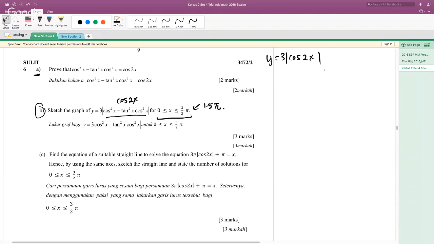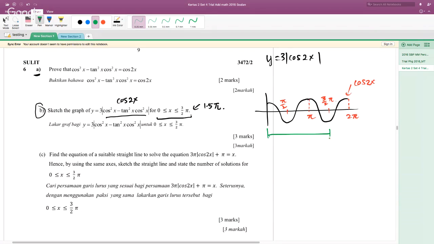In order to sketch this one, I will need to have some idea about how cos 2x will go. Cos 2x basically will go like this. That means over here, this one will be pi, this one will be 2 pi, this one will be 0.5 pi or pi over 2, and this one will be 1.5 pi, or 3 over 2 pi. Okay, this is the graph for cos 2x. That means the question asks you to sketch from here until here only, because the range is from 0 to 3 over 2 pi.